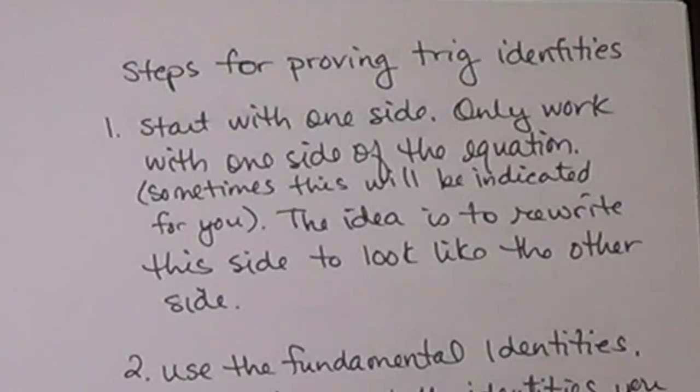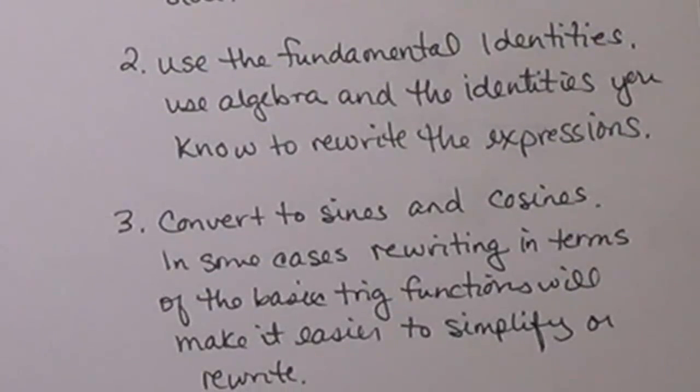And how we're going to do that is in step 2. We're going to use some of the fundamental identities, use algebra, and the identities you know to rewrite expressions. So for example, I can multiply by forms of 1, so things like x plus 2 over x plus 2. I can rationalize denominators or numerators. We can get common denominators. All of those things are properties that we've used before to rewrite expressions.